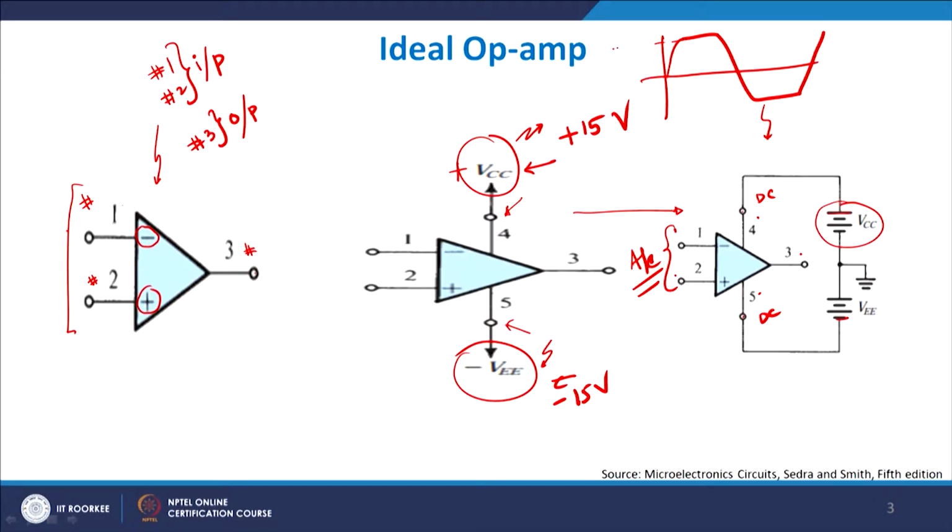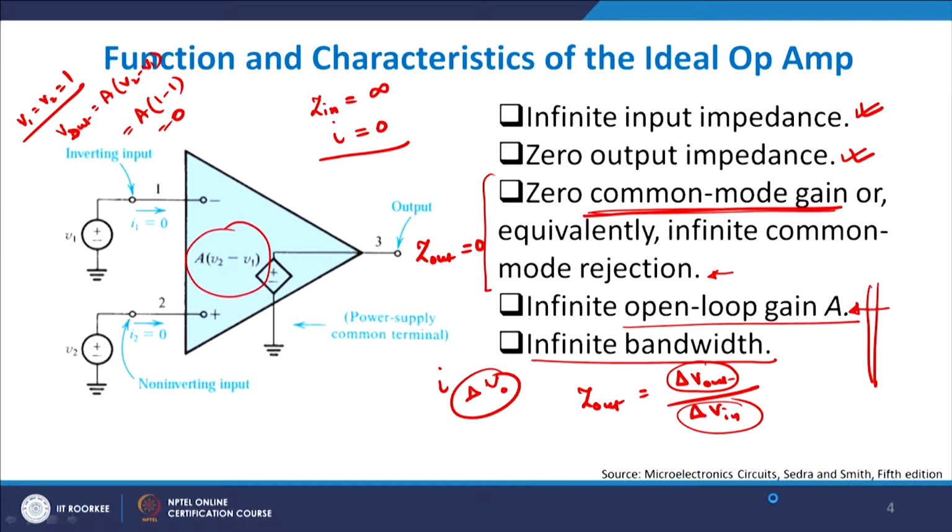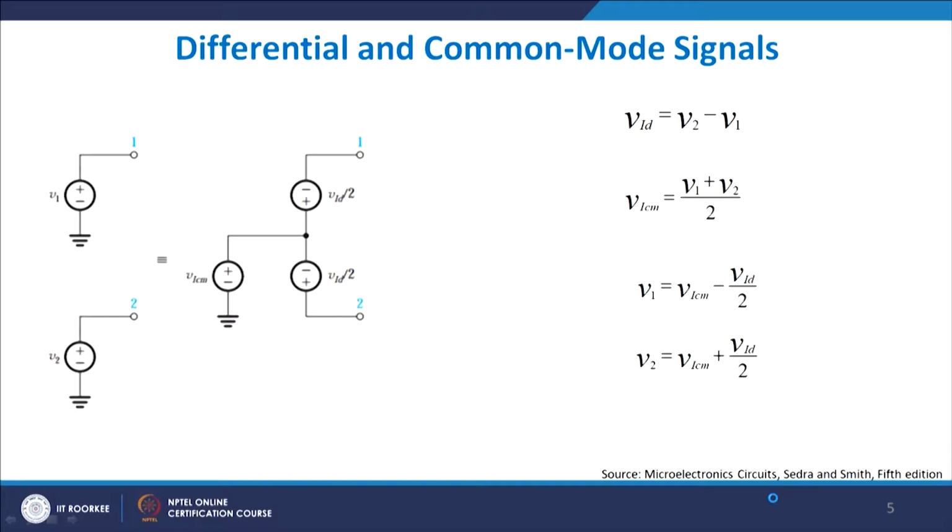So, it will clip at plus 15 here and it will clip at minus 15 here, and so your distortion will take place, right. And therefore, an ideal op amp has a 0 common mode gain and a large, infinite gain, right. So, let me come to the next case and explain to you the differential and common mode signal.